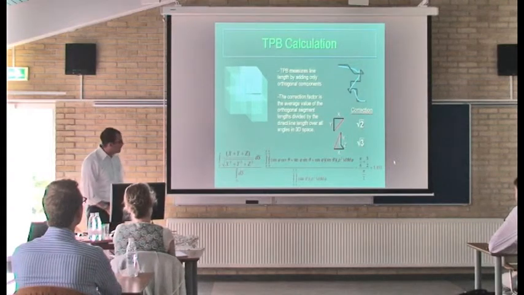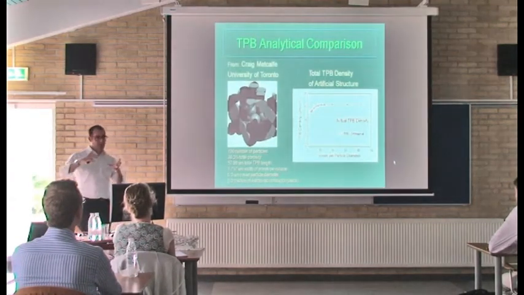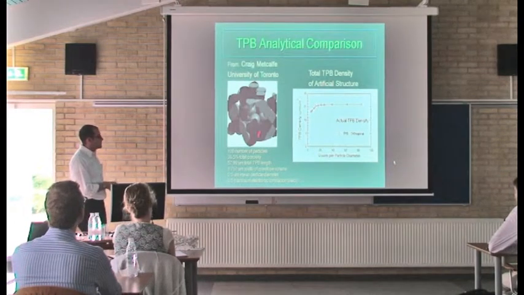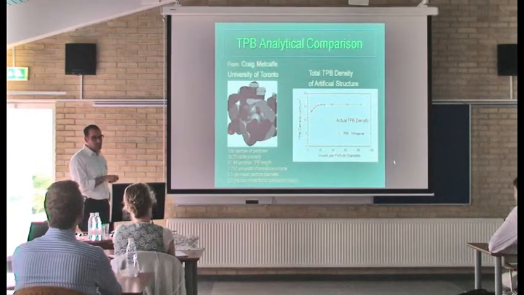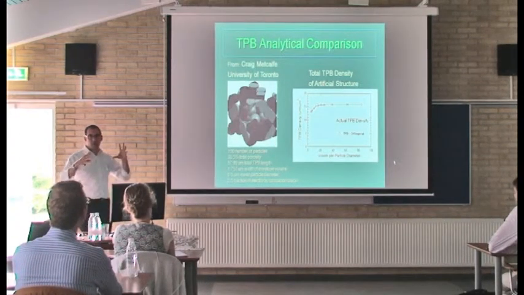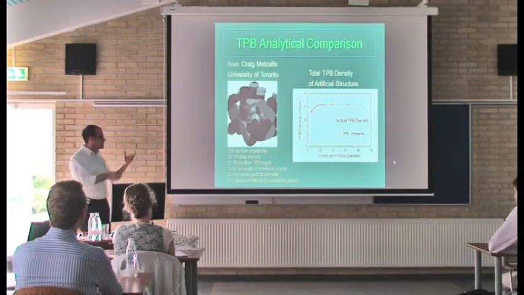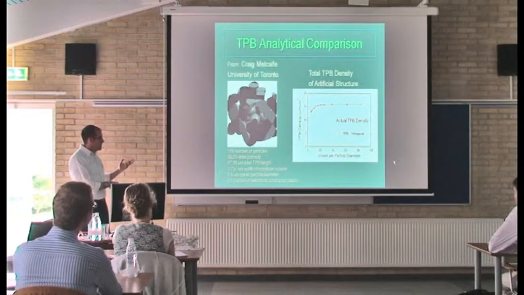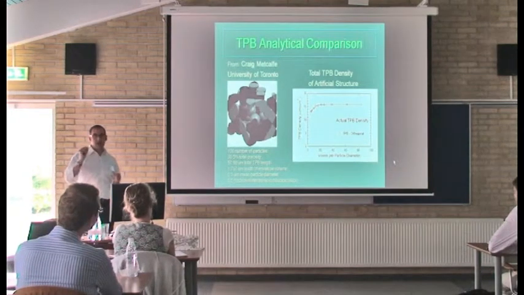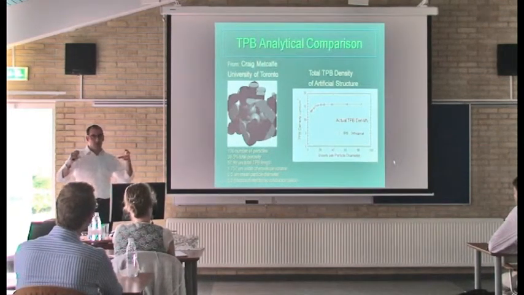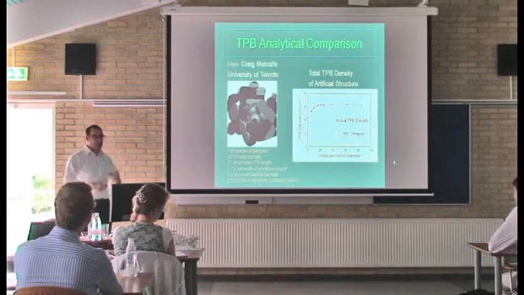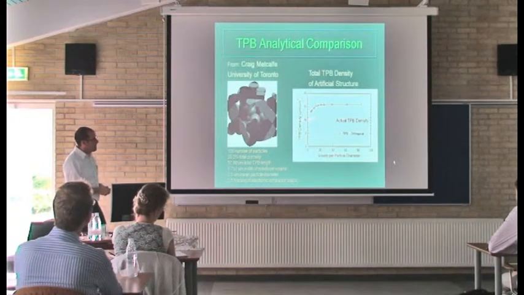And we did a similar analysis. Peter did, instead of just the 2 spheres, we actually obtained these artificial structures from Craig Metcalf at the University of Toronto, who does structural modeling, where he put a bunch of spheres together into a structure. It's 100 particles, and we know everything that we want in the structure, and we know the exact TPV length because it's solved by the sphere radii. And that's what we're showing here.